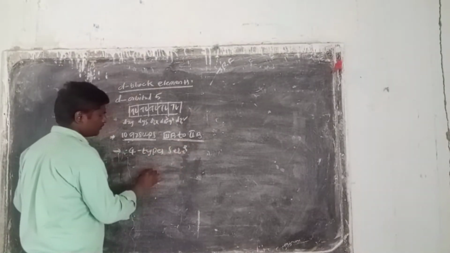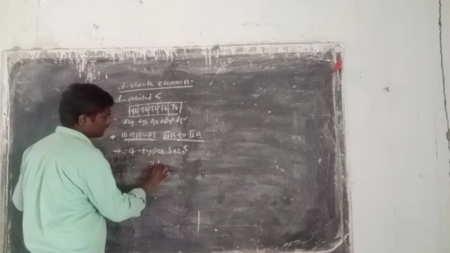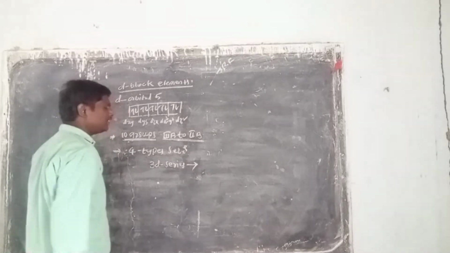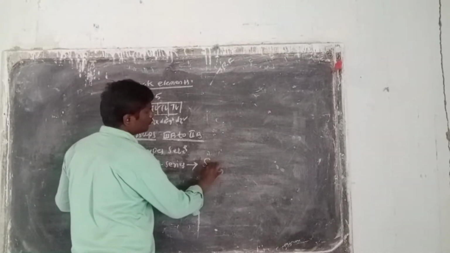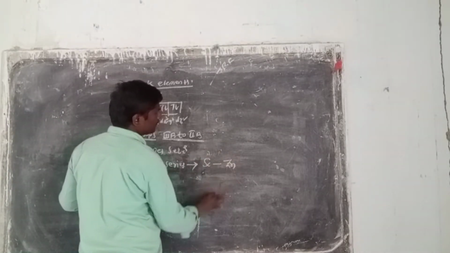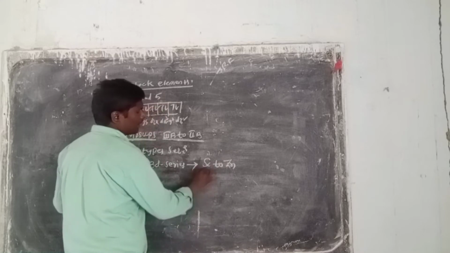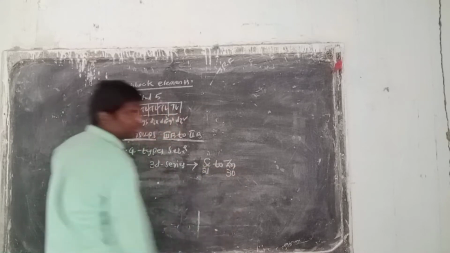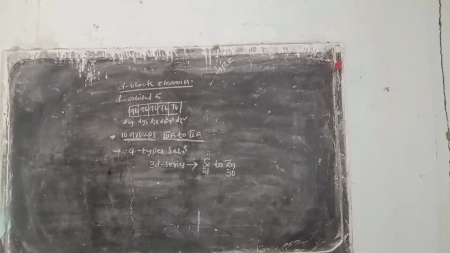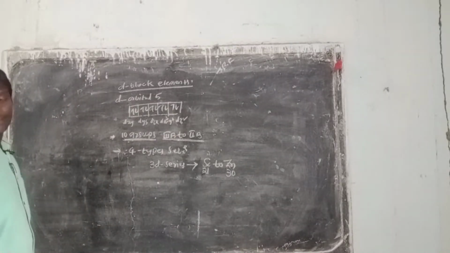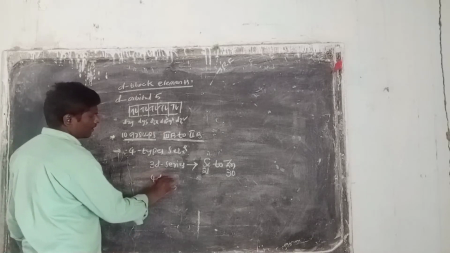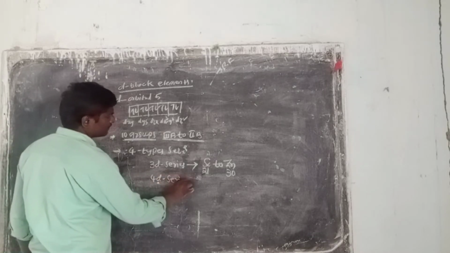What are those? The 3d series is the first one. It is present from scandium to zinc. Scandium has atomic number 21, and zinc has atomic number 30. Then another one, yttrium to cadmium. This is the 4d series.